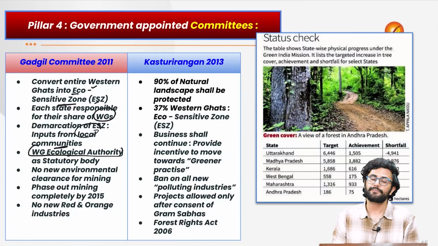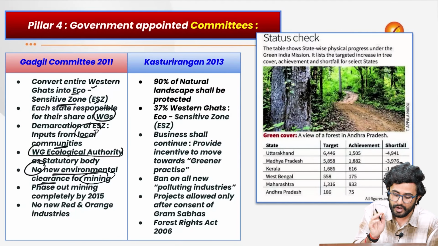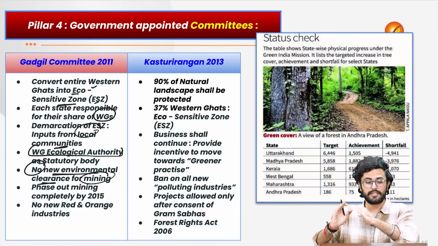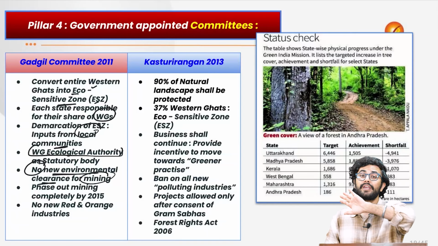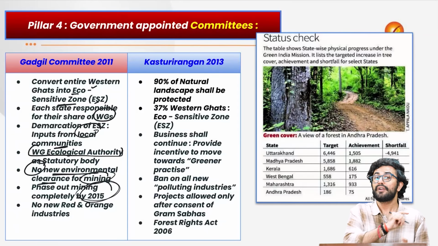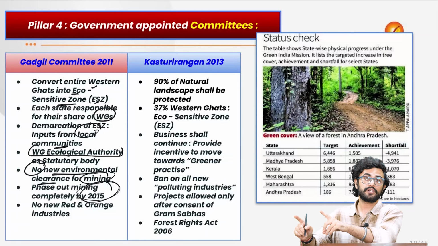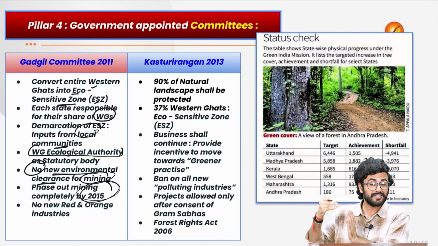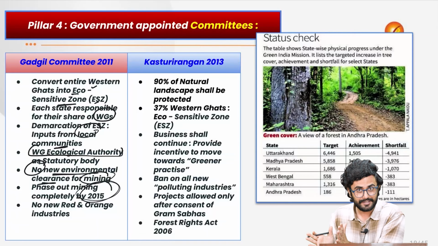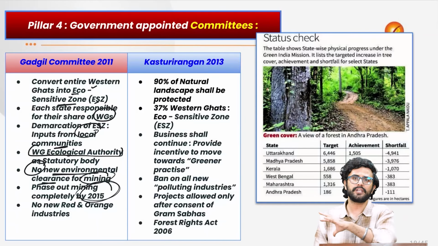is taking place. Also, no new environmental clearance will be given for any mining, and ultimately the Gadgil committee suggested phasing out mining altogether by the year 2015, with no new red and orange industries to be created in this particular region, the Western Ghat, which spans 1600 kilometers in 6 states. Do you think it is a possibility? Red and orange industries are basically the polluting industries.